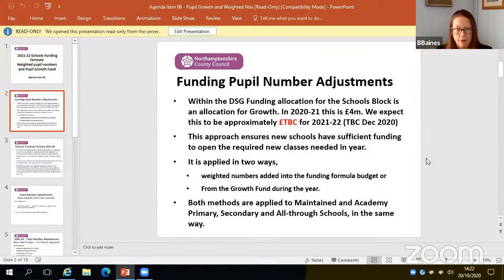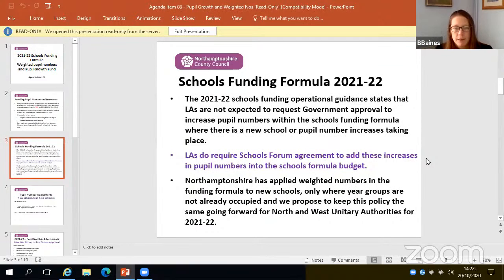So we apply that growth funding that's within the DSG in 2 ways. We add in weighted numbers into the funding formula, so that's 7/12 of the year if they're a September class, and we also have a growth fund. Both methods are applied to maintained and academy primary, secondary and all through schools in the same way. The 21-22 schools funding operational guidance states that LAs are not expected to request government approval to increase pupil numbers within the schools funding formula. It's just considered to be a normal part of the process.